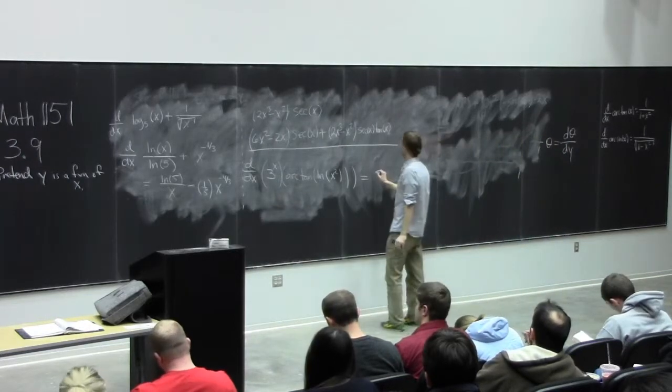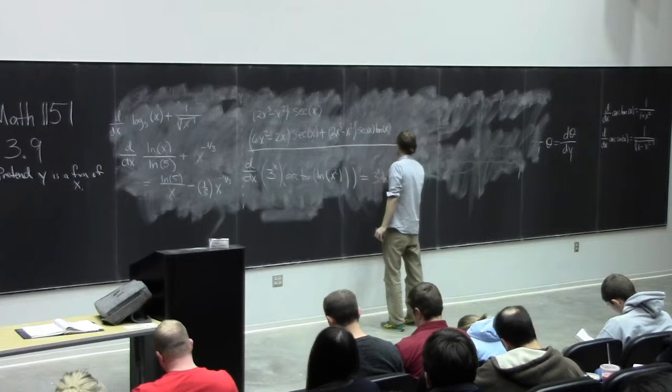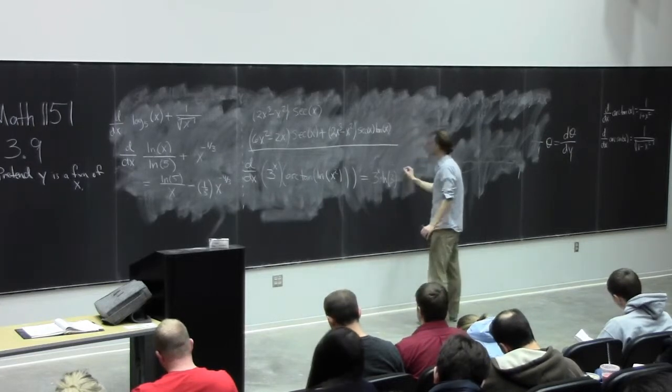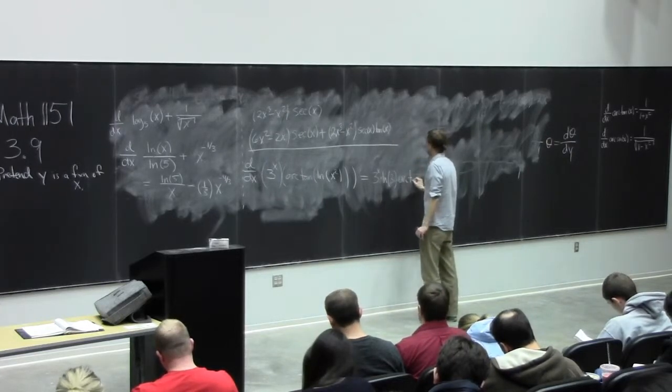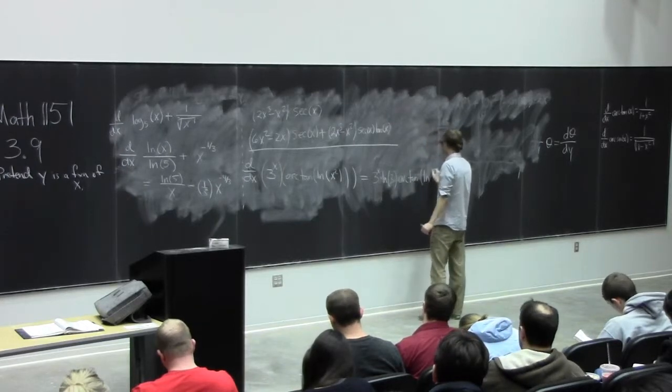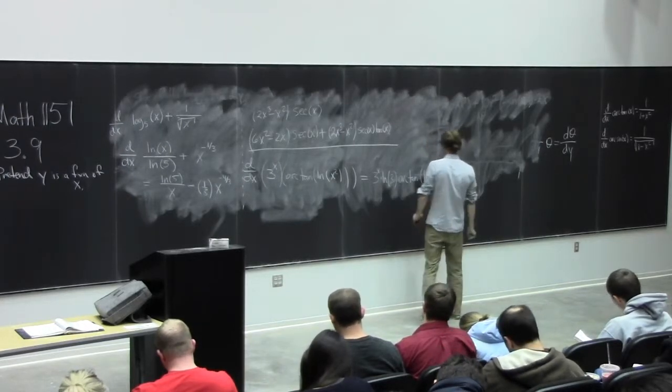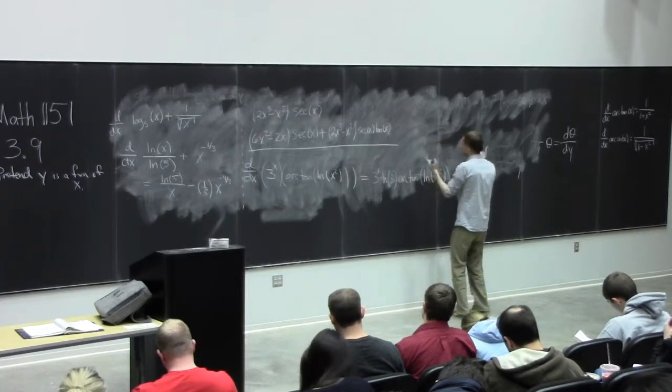So it's going to be 3 to the x times natural log of 3 times arctan of natural log of x squared. 1, 2, that's good enough.